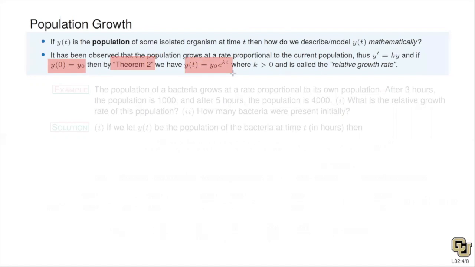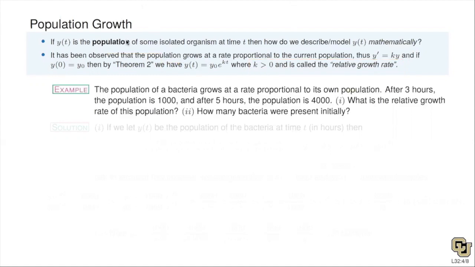I don't redo all of that math. I just say, from the theorem, we know the answer to this exponential growth and decay model is y of t equals y sub 0 e to the kt. In this case, k will be a positive number and is called the relative growth rate or the intrinsic growth rate.